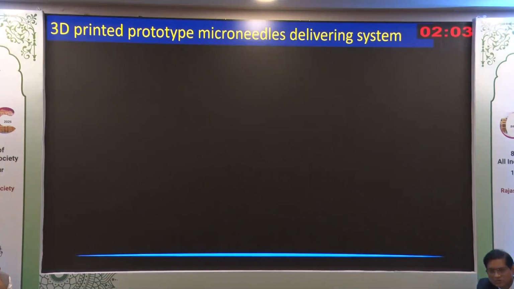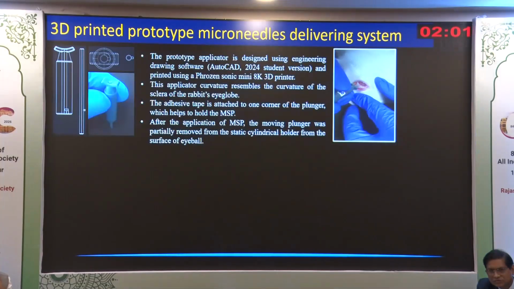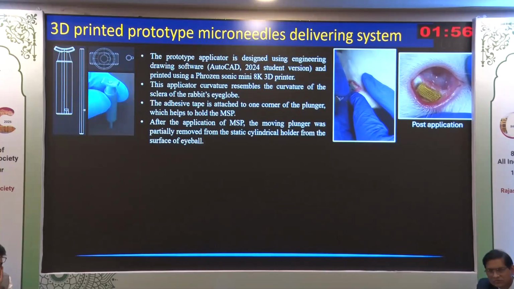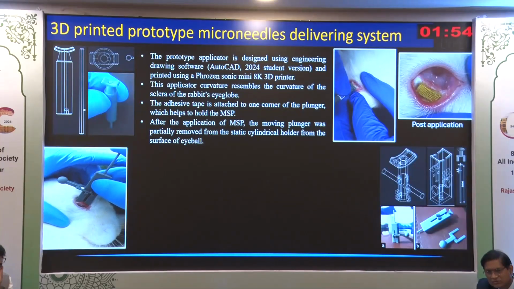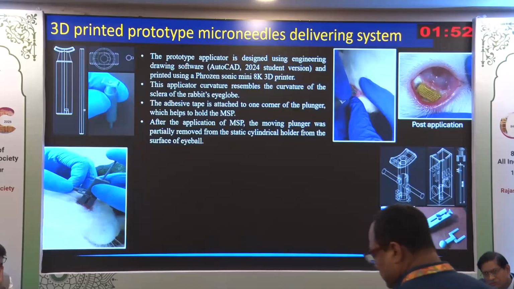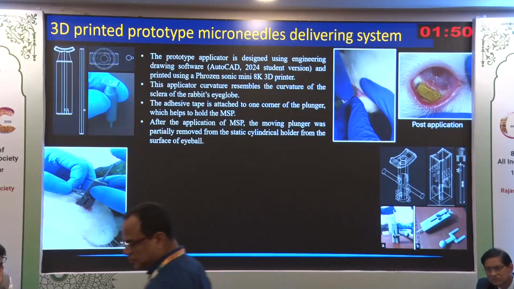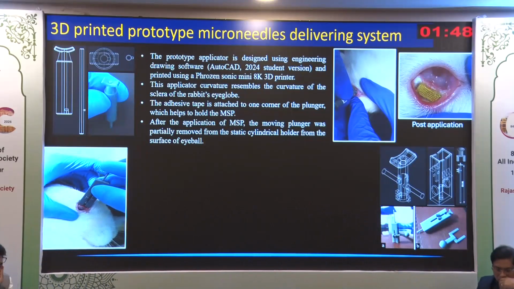Then we also look at the prototype we have used to develop this patch applicator, but there was inter-observer variability. To negate that, we again 3D printed a different kind of applicator, which was spring based, where as soon as you remove the plunger, the spring unloads and it gives a uniform distribution of force onto the microneedle patch to remove the inter-observer variability.